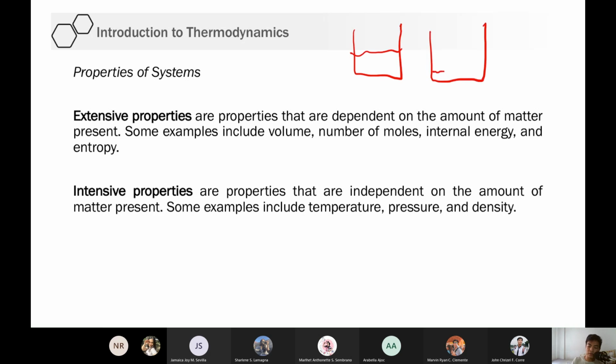I have two containers. Tubig yon. Sino mas marami? A or B? Sino mas marami ang volume? Tubig yung nilagay ko doon. Mas maraming volume yung A. Obvious naman, di ba? Sino mas maraming particles? Sino mas maraming moles? Is it the A or the B? A pa rin. Okay, so A pa rin.